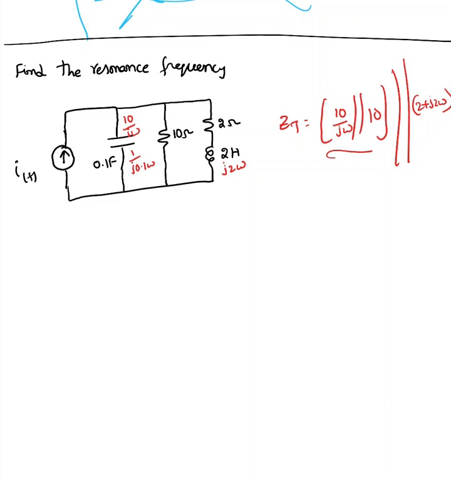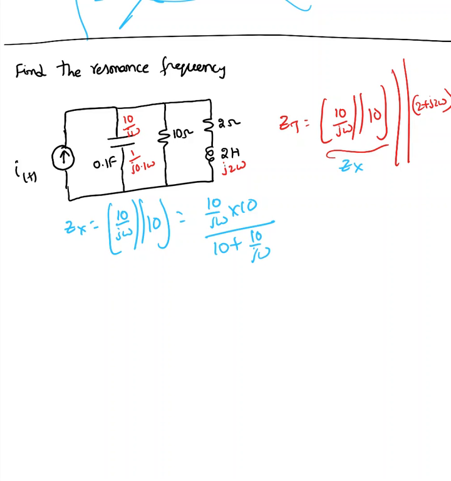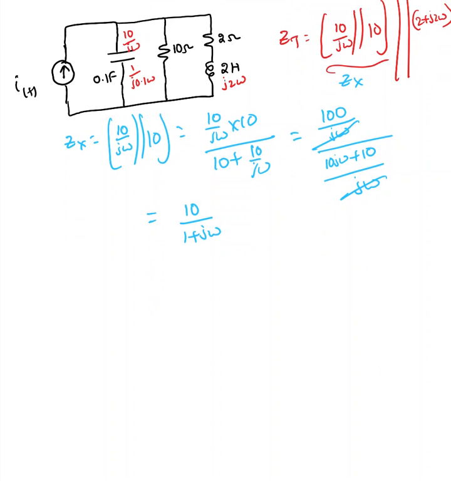We can clearly see, I'm going to do these two branches first, so let me label this as zx. So zx equals 10 over j omega in parallel with the 10. It's going to be 10 over j omega times 10 over 10 plus 10 over j omega. So I'll end up with 100 over j omega divided by 10 j omega plus 10 divided by j omega. The j omega gets cancelled. If I take out the 10, it's going to be 10 divided by 1 plus j omega. Okay, now that zx is in parallel with 2 plus j2 omega.